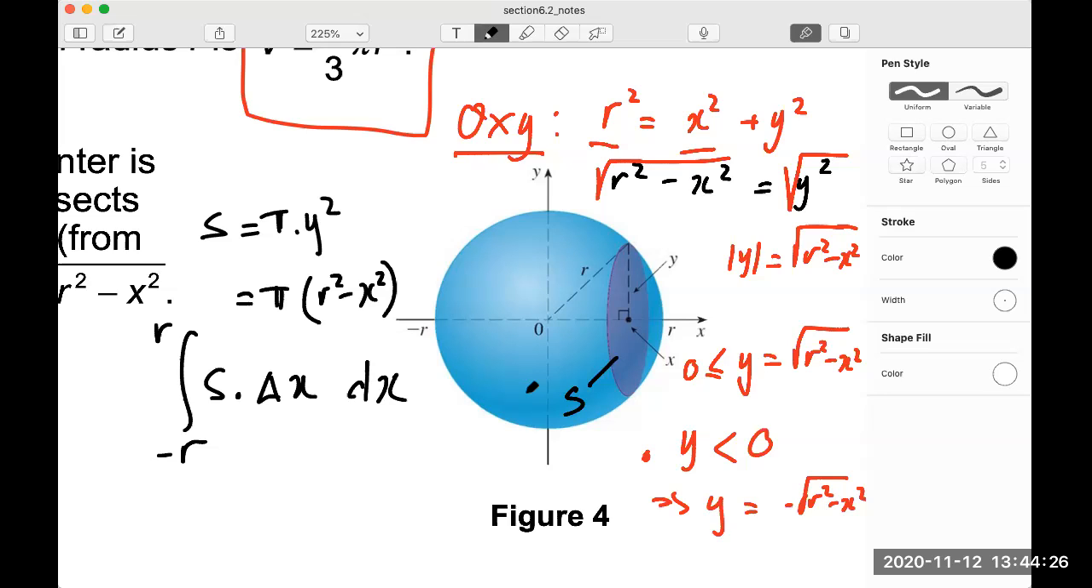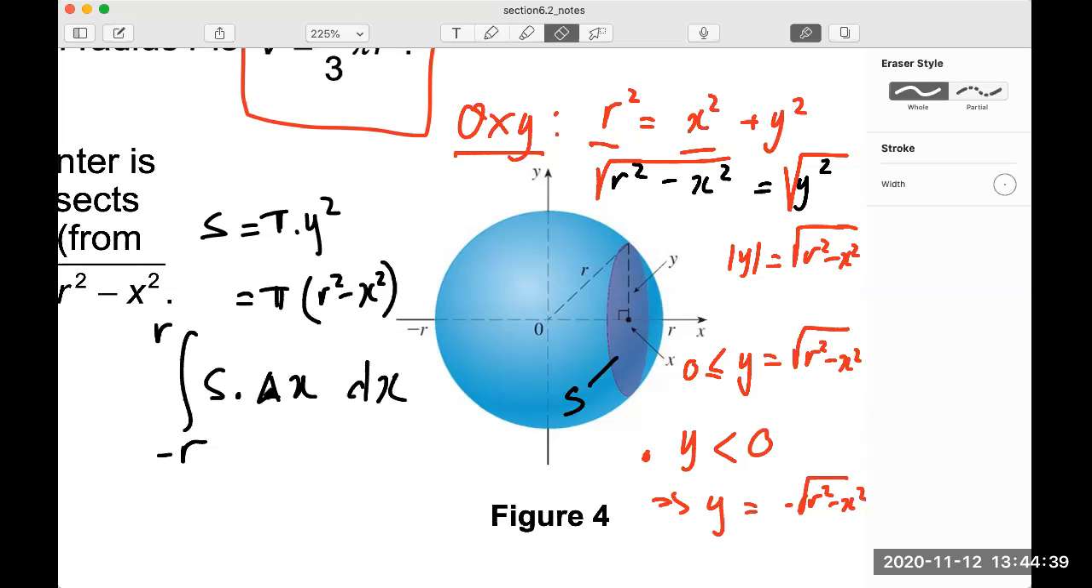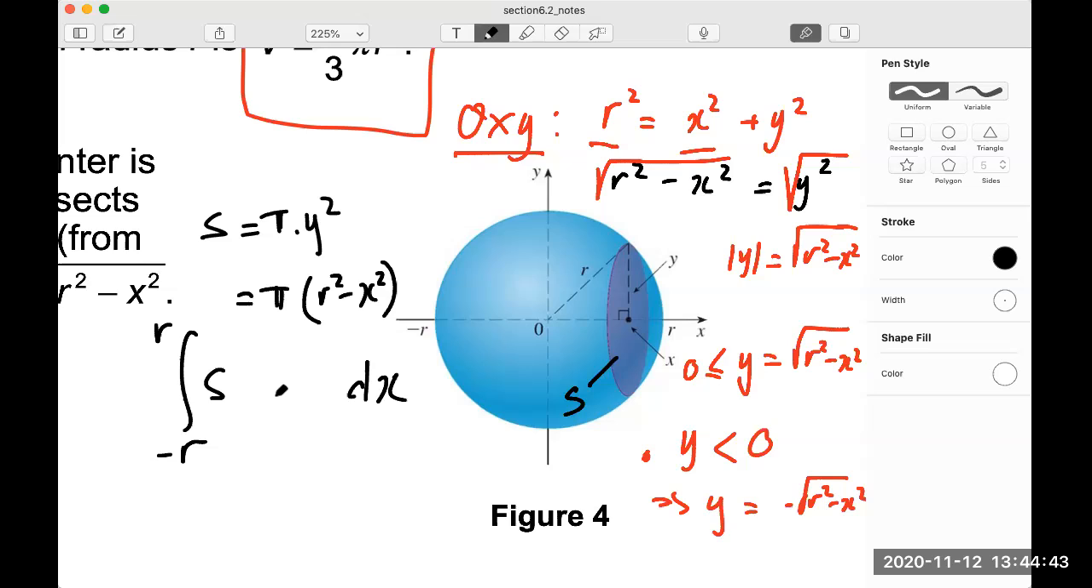So the difficulty of these types of problems is how to determine the area of what we are computing.